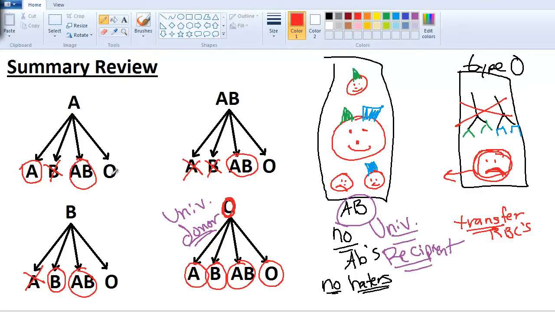Can A go to O's house? No, because what does O have over there? O has the anti-A for that over there. Can AB go to O?